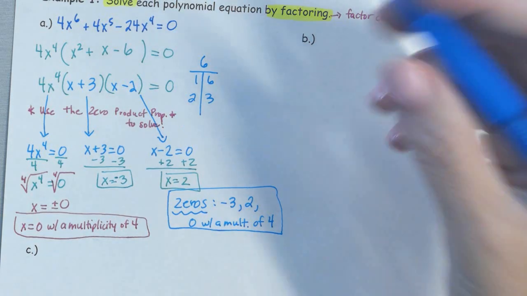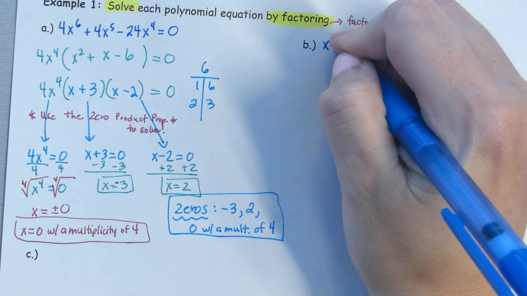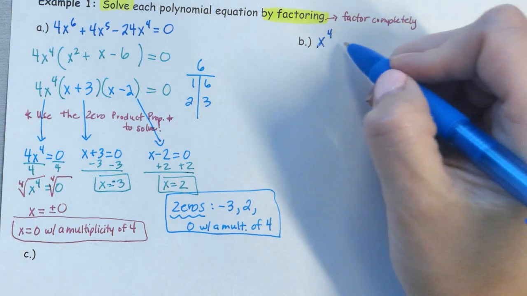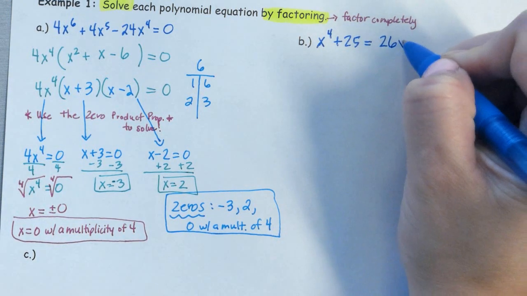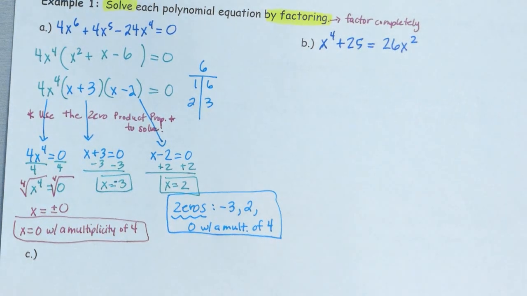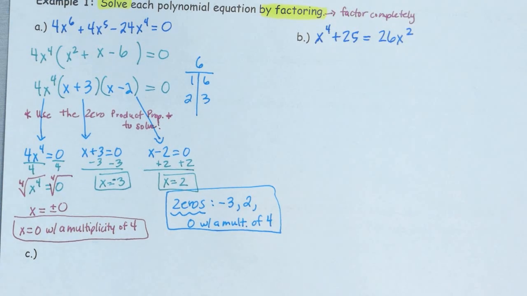Okay, and then you guys can start on part B, which is x to the 4th plus 25 equals 26x squared. Okay, so think about what your first step is and then how you're going to proceed from there.